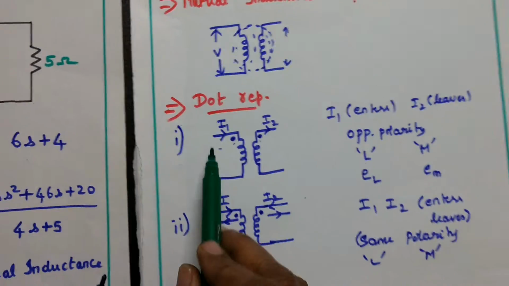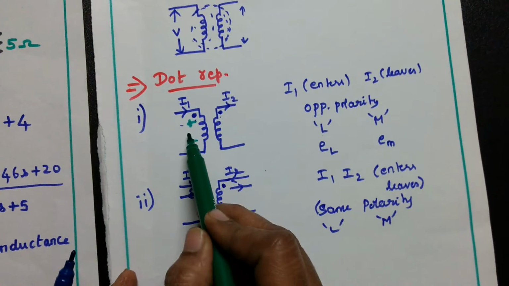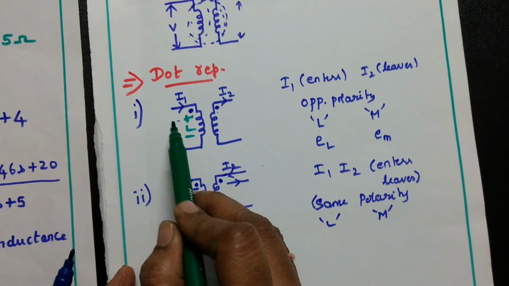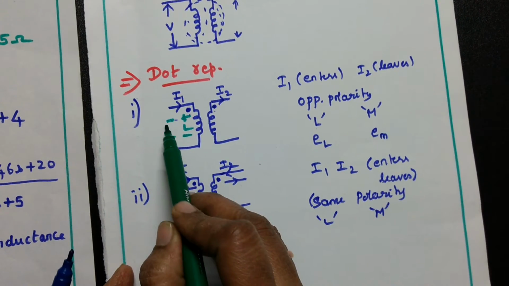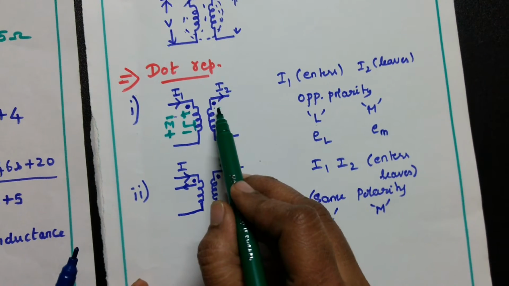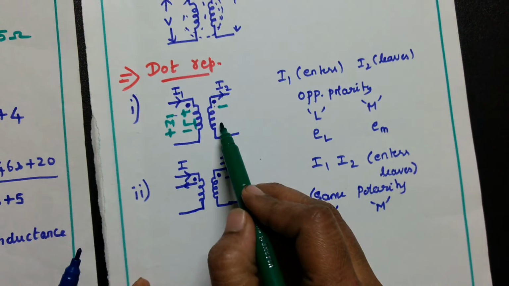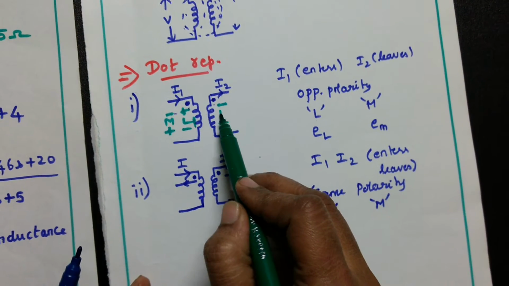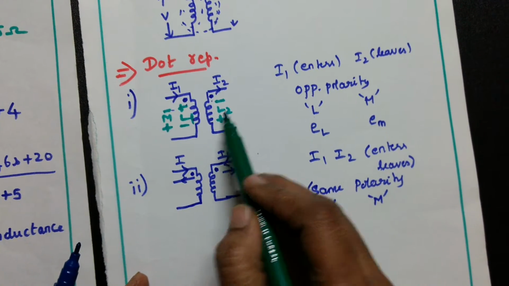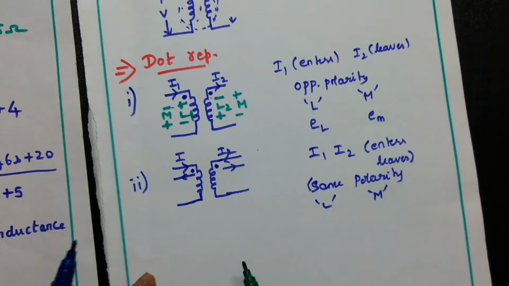Here I1 is entering at the dotted terminal, so it is plus minus for the L terms, and opposite polarity, minus plus, for the M terms. And here L2, I2 is leaving from the dotted end, so minus plus. It will be opposite polarity. So L2 is represented like this, and opposite polarity means plus minus for the mutual inductance.